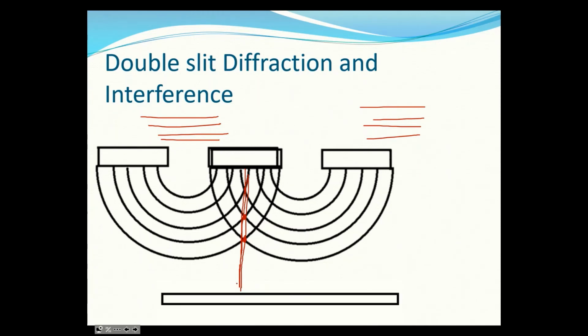So if I had a screen over here, I'd get a super bright light or a super loud sound here. And then here I have crest matching up with crest, so I'd get a loud sound or a bright light here, and here, same thing here, same thing here. And in between those constructive interferences, I get this zigzag, which is crest meeting up with trough. So I'd get bright, dim, bright, dim, or loud, quiet, loud, quiet.